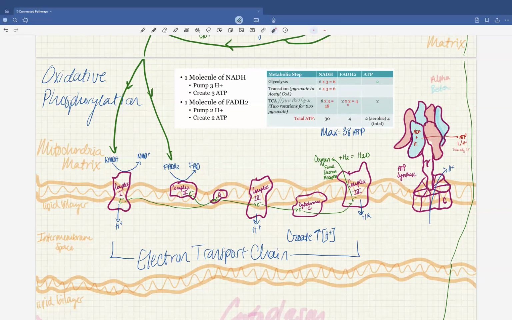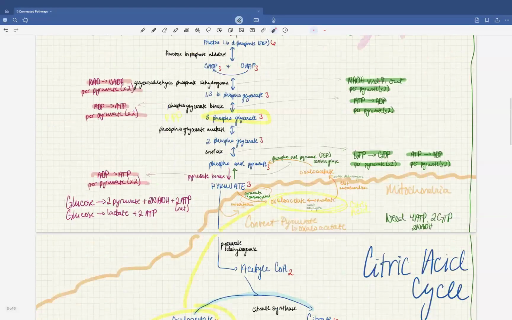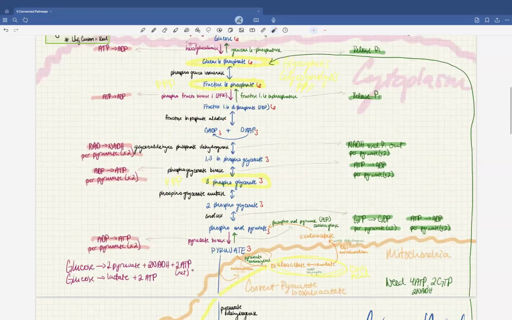So once you do all this math, then you get a max amount of 38 ATP under perfect aerobic conditions, excuse me. This 2 ATP from glycolysis is considering these extra 2 ATP that's generated when oxygen is present and we create pyruvate, not lactate.